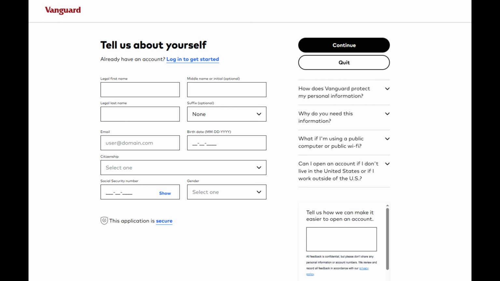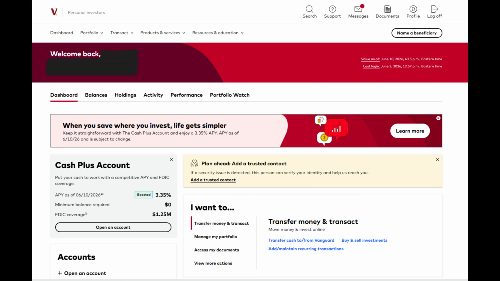Once you've selected your account type, Vanguard will ask for your name, address, social security number, employment information, and bank account information. After verifying your identity, you'll connect your bank account, which will give you the ability to easily transfer funds into your investment account. Once your account is funded, you'll land on your dashboard.